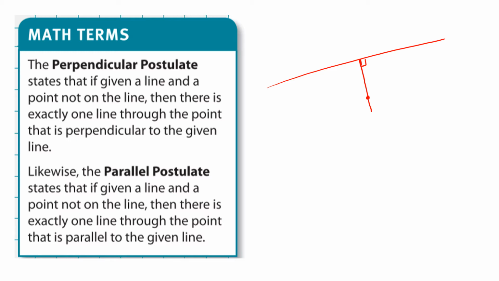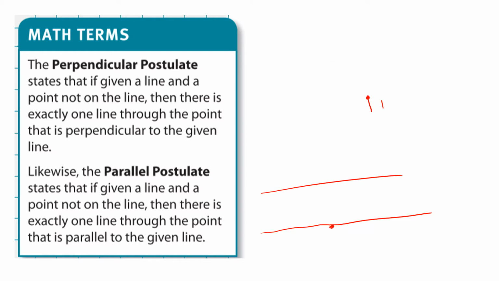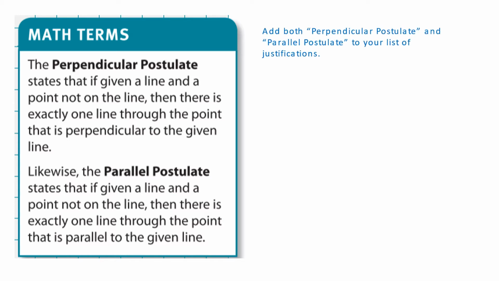Likewise, the parallel postulate states that if you have a given line and a point not on the line, then there's exactly one line through the point that is parallel to the given line. Meaning I can only draw one line through this point that's parallel to my original line. Okay? That's what that says. Go ahead and add both of those to your lists if you don't mind. So you add the parallel postulate and the perpendicular postulate to your list of justifications.